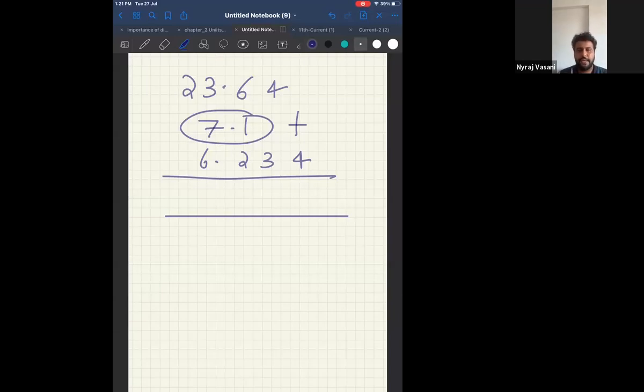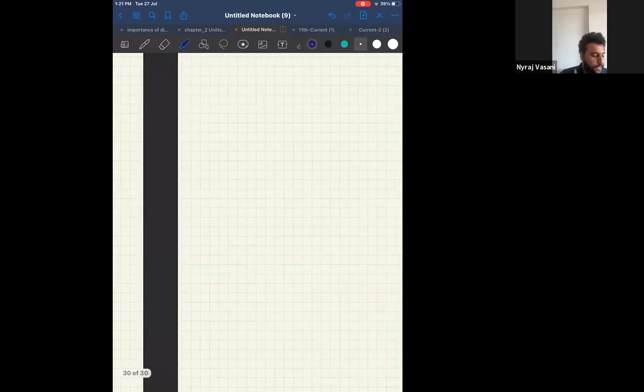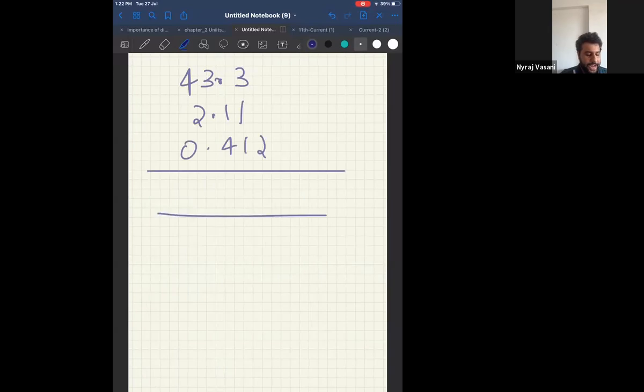That means you understood, right? This is the number having the least number of decimal places. So let me give you an example which is there in the module itself. They are saying add 43.3, 2.11 and 0.412. Add these three numbers and give me the answer. First tell me what is the actual answer, and then tell me when you round it off according to the rule, what is the answer? Start.